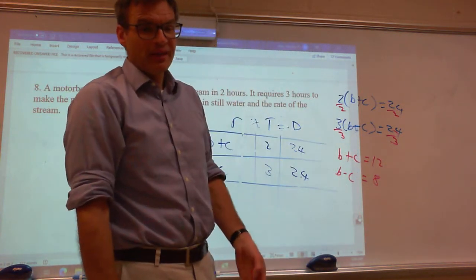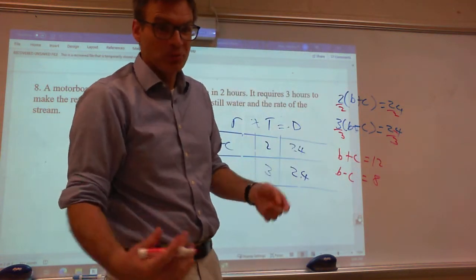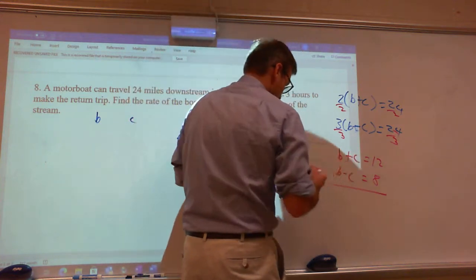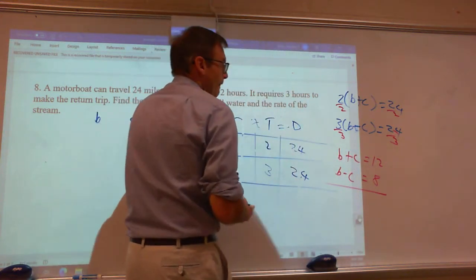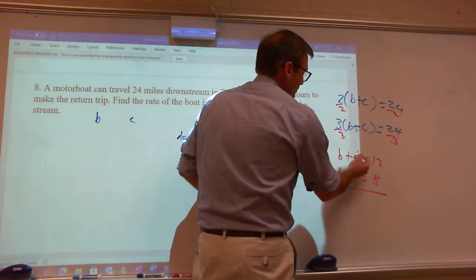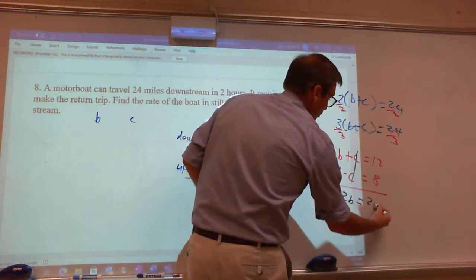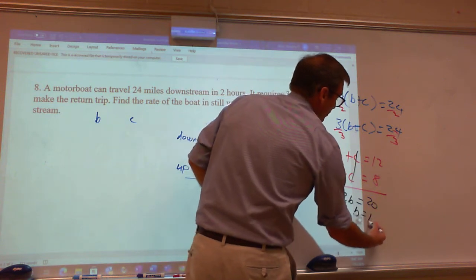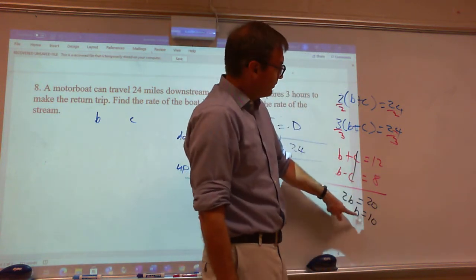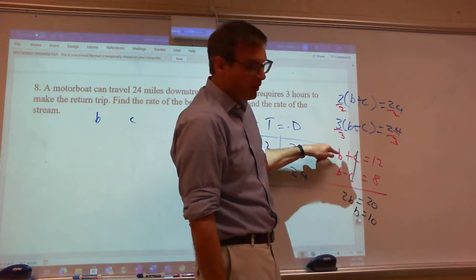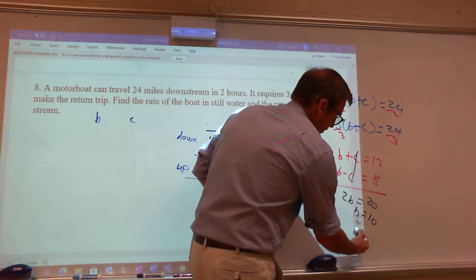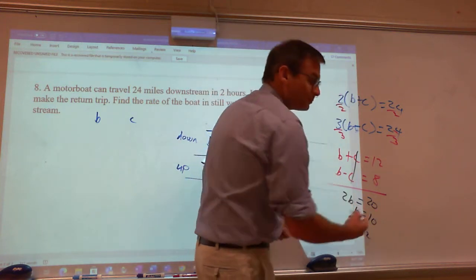Now if I use elimination, I end up with a pretty nice answer. If I just add these together, the c's cancel out. That's going to give me 2b is equal to 20. So the rate of the boat is 10. And if the rate of the boat is 10, I'd plug it back into one of these others, and I'd find out that the rate of the current is equal to 2.